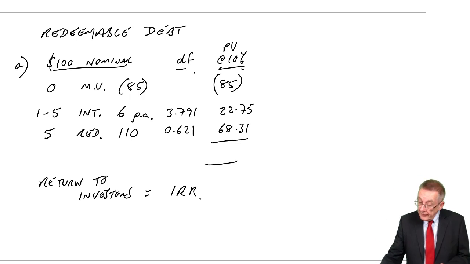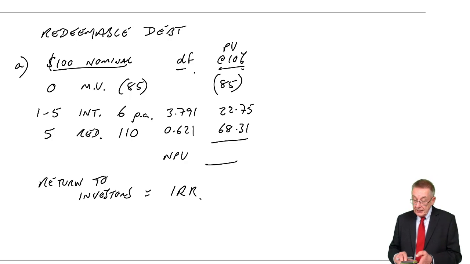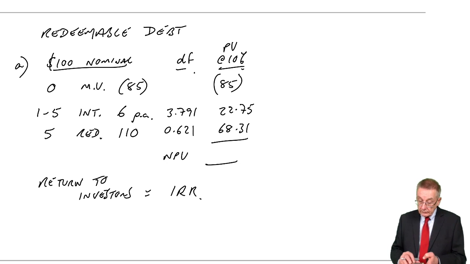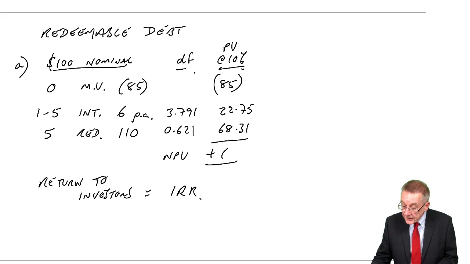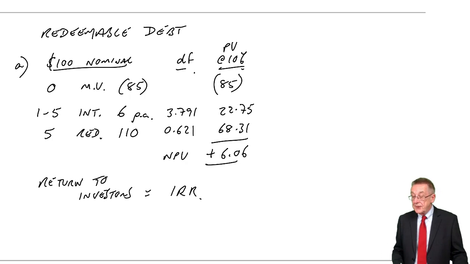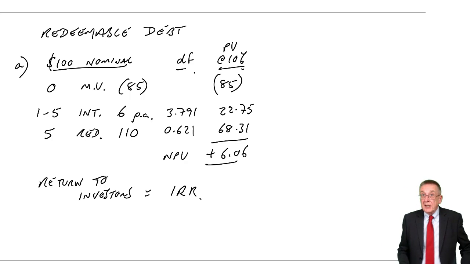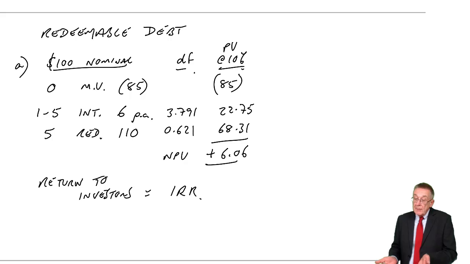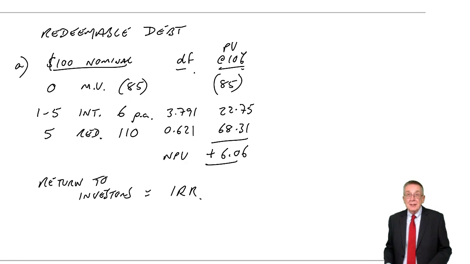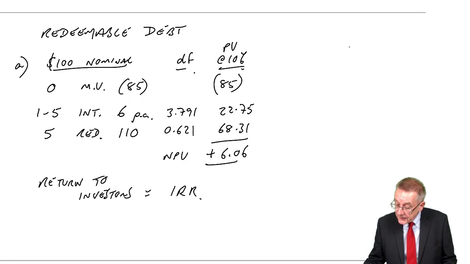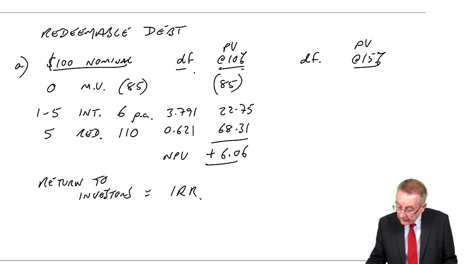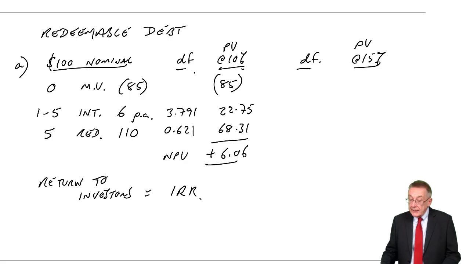And so the net present value at 10% is plus 6.06. Well, we want a net present value of 0. To get an NPV of 0, it must be somewhat higher than 10%. So let's have a second guess. I'll guess at 15%. And let's see what we get.